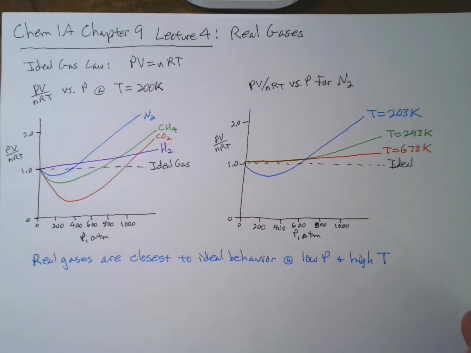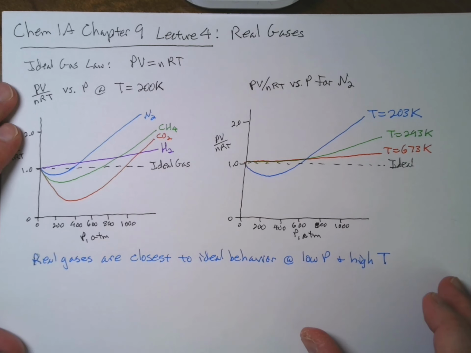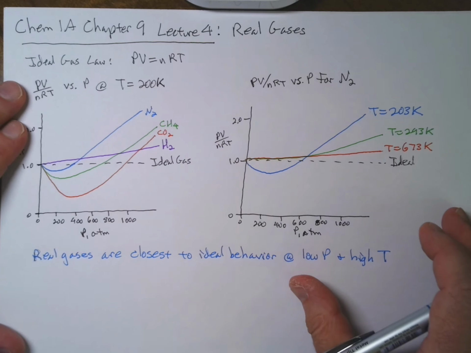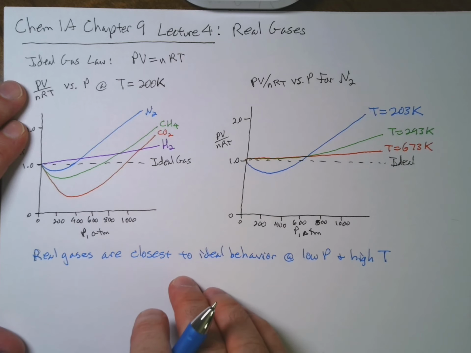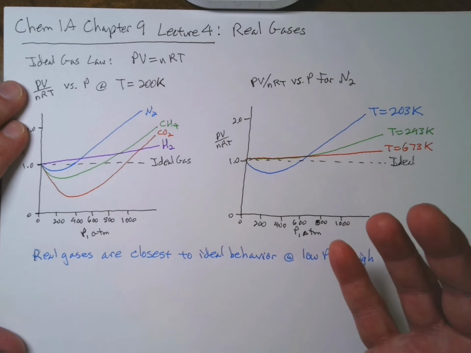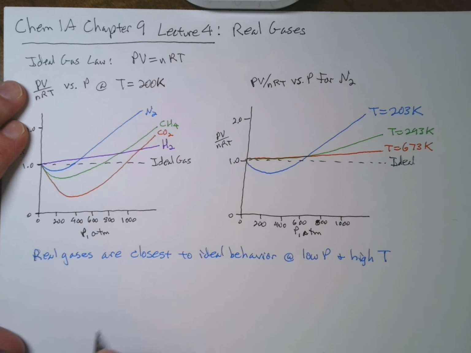So low pressure and high temperature. Now, if we think about kinetic molecular theory, this makes a kind of sense, because what were our assumptions in kinetic molecular theory, or what are our ideal gas assumptions? One is that the particles occupy no volume.